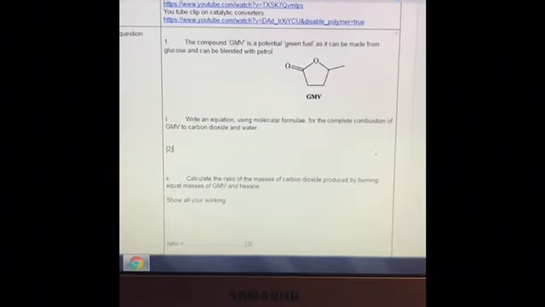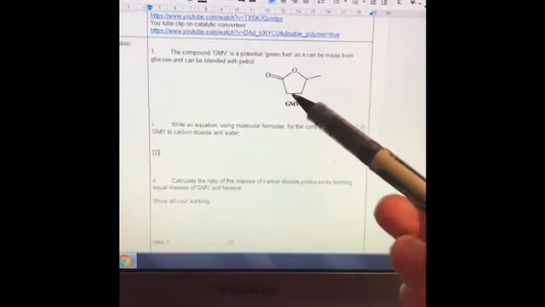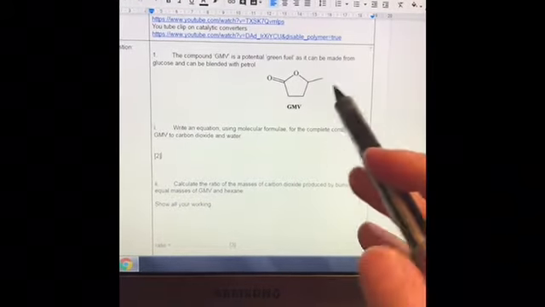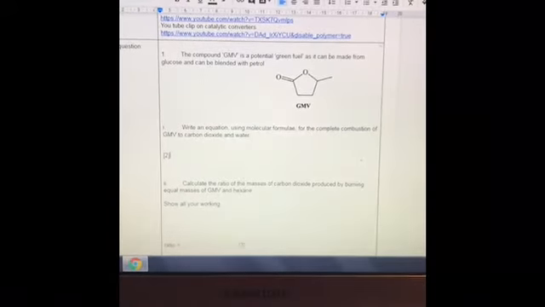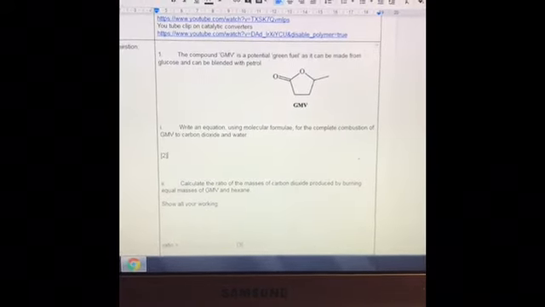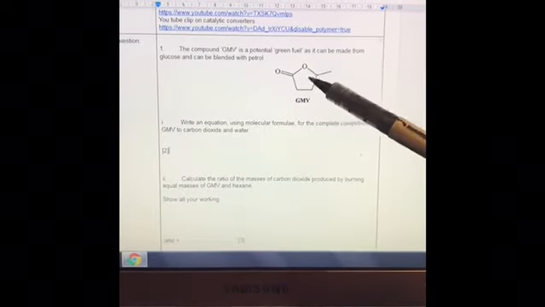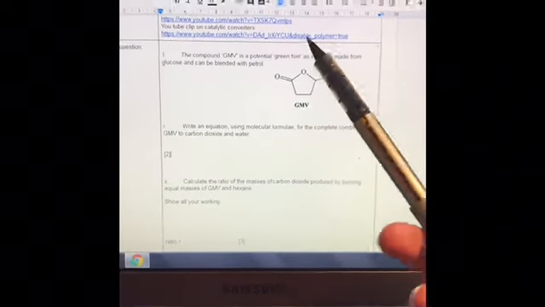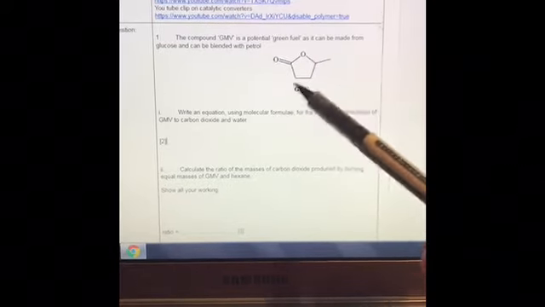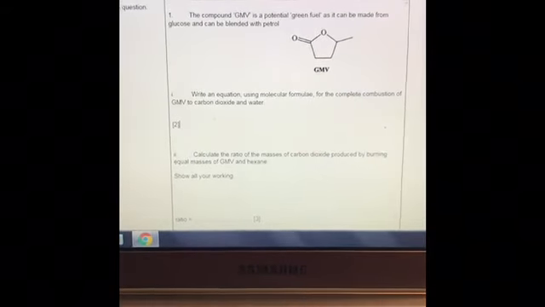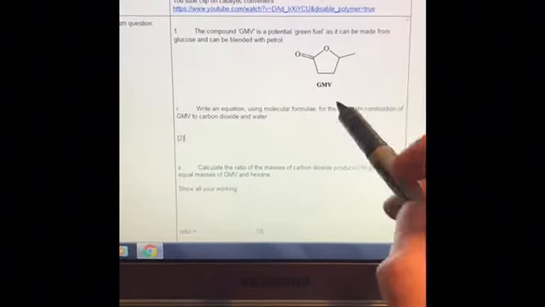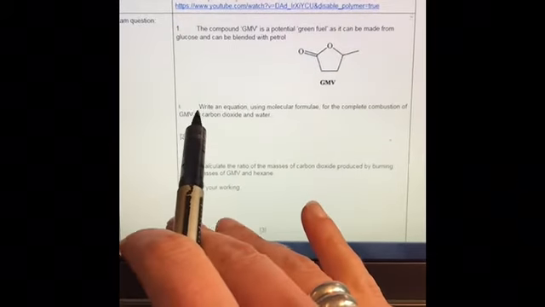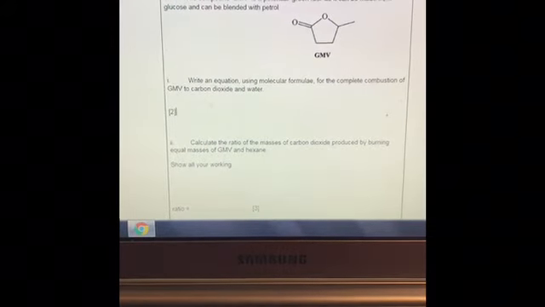Hi Year 12. Some of you struggled with the exam question on the DF10 work last week, so I'm just going to explain it. So the compound GMV is a potential green fuel as it can be made from glucose and can be blended with petrol. And you're shown what GMV is. It doesn't matter if you haven't come across this molecule before, that's irrelevant, but this is testing your understanding of skeletal formulae.